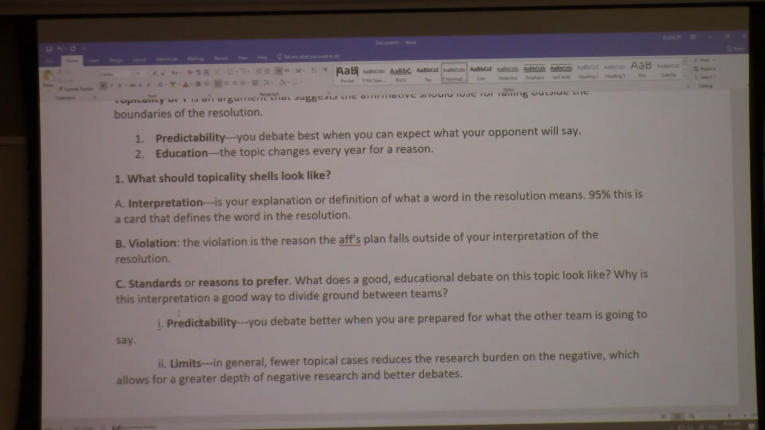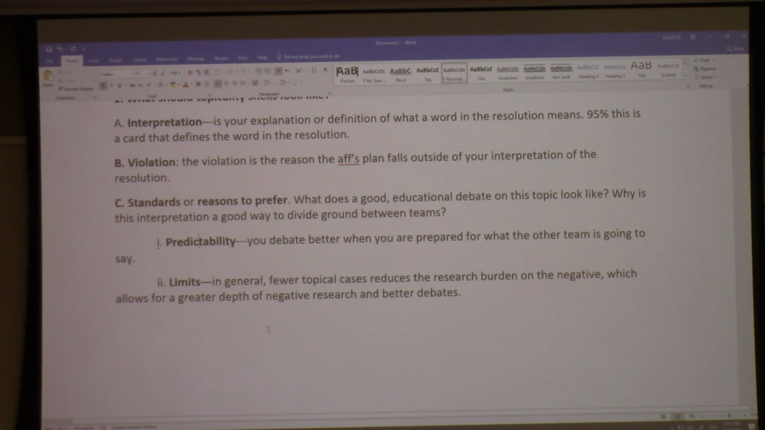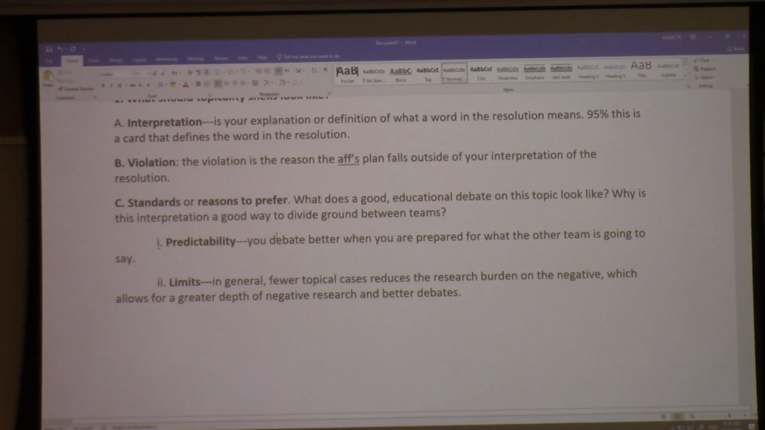That's why the AUDL uses an evidence packet that limits the potential things that affirmatives can say. So when there's truly no limit on what affirmatives can say, outside of the resolution, it becomes pretty difficult. So limits argues that a more precise and limited vision of the resolution is better for education and results in better debates.